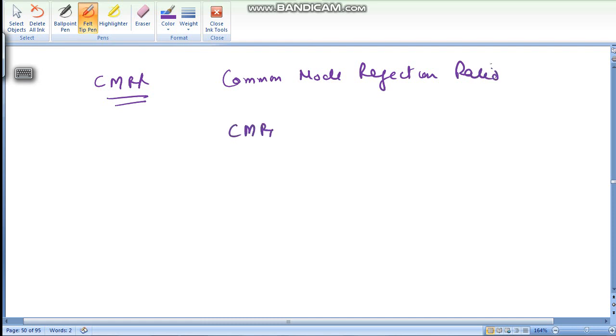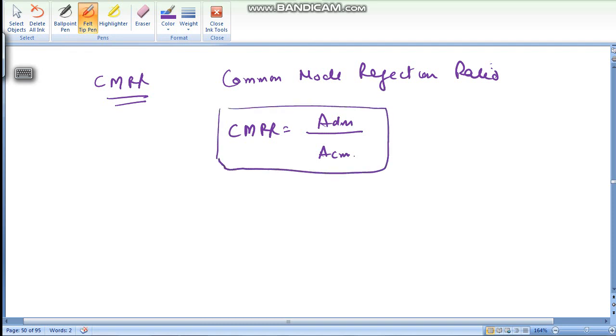It is given by ADM upon ACM. ADM is the differential gain and ACM is the common mode gain. Higher CMRR means the differential amplifier is going to reject more common mode noise, so it is good to have a higher CMRR.